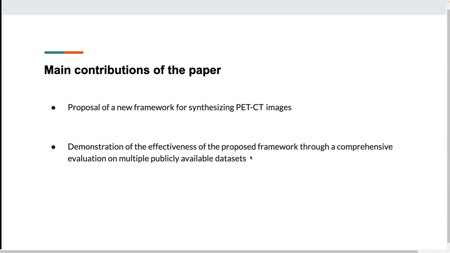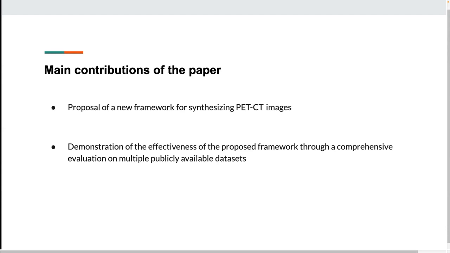The main contribution of this paper is a new framework for synthesizing PET and CT images. Basically, they propose a framework that synthesizes PET CT images using a dual domain network architecture with a cycle consistency constraint. The framework aims to generate high quality and realistic PET CT images while maintaining consistency between the original and the synthesized images.